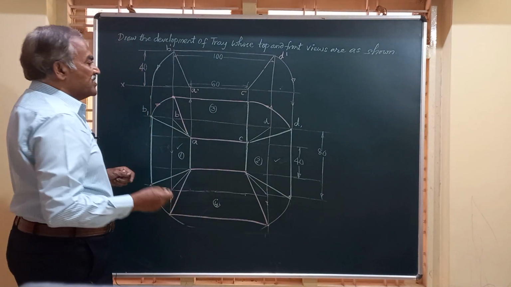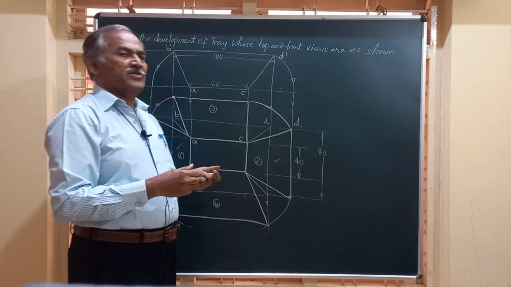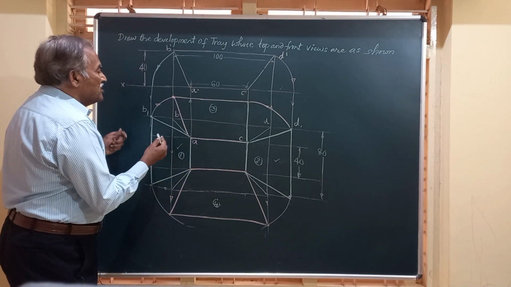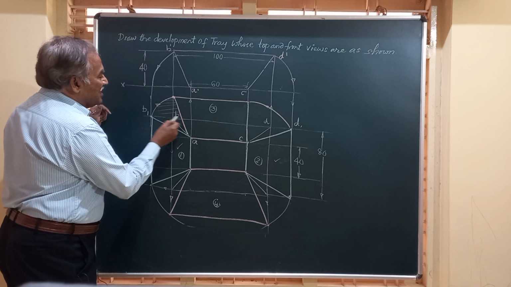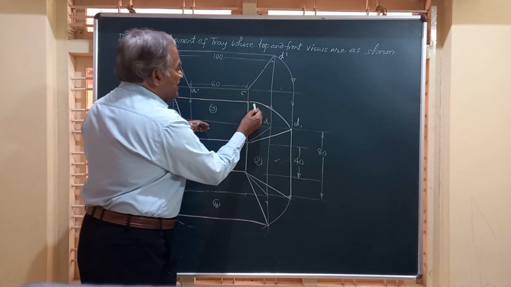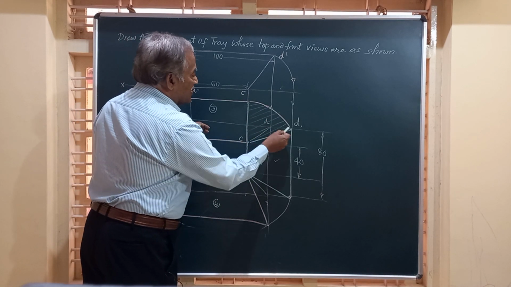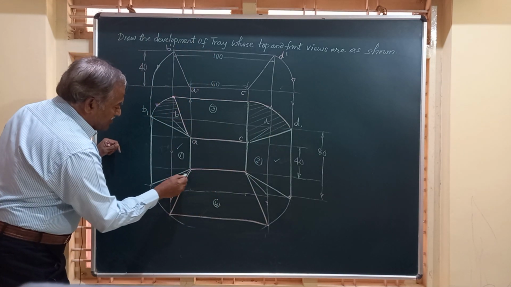Friends, after getting the development of this on a sheet of paper or on a sheet of metal, we are going to remove this part on all the 4 corners. This part is going to be trimmed, cut. Again here also we are going to cut off that part shown. Similarly here also.